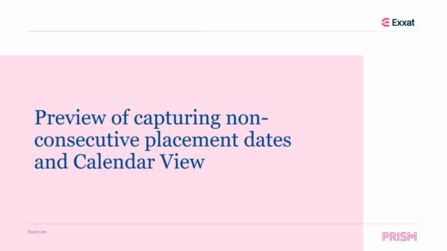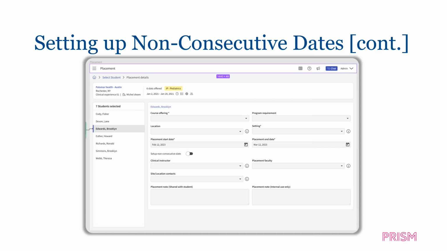So this is something that is under development and will be part of one of the releases very soon. I'll explain what we are trying to do with this feature. As I was showing you the placement drawer, which had all the information required to place a student, we will additionally be introducing a toggle called non-consecutive dates. This will be set to off by default, because many schools would generally want to place a student for the entire length. But if a school wishes to place a student only for certain dates or days of the week, they can set this on.